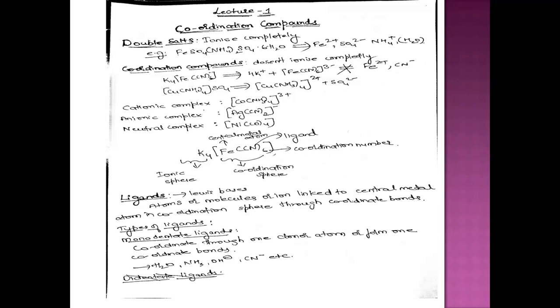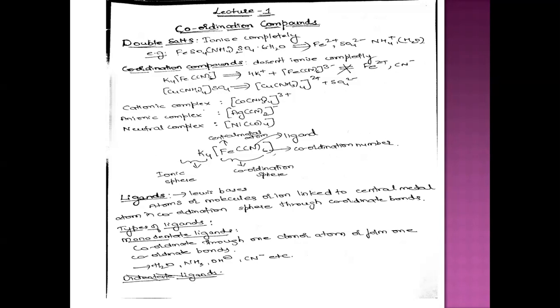Now we will see what this ligand is. One of the major parts of a coordination sphere is the ligand. So what is this ligand? Now, a bond must be formed between a central metal atom and the substituent group, right?